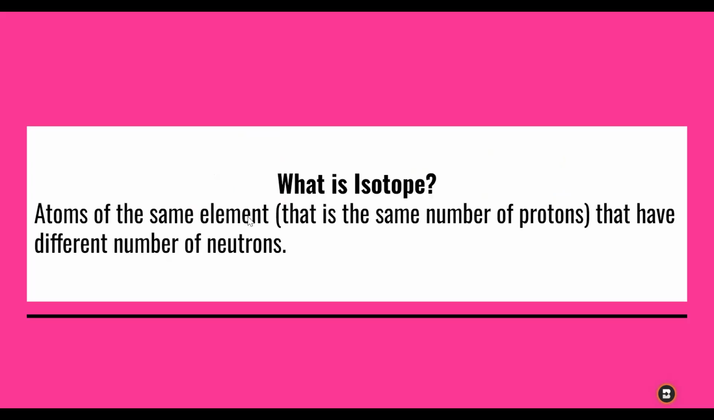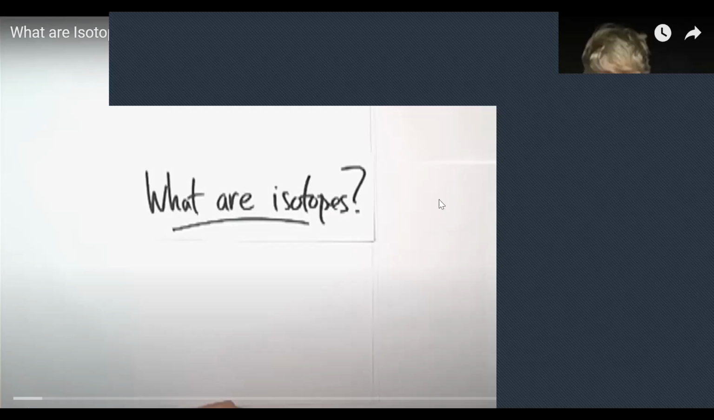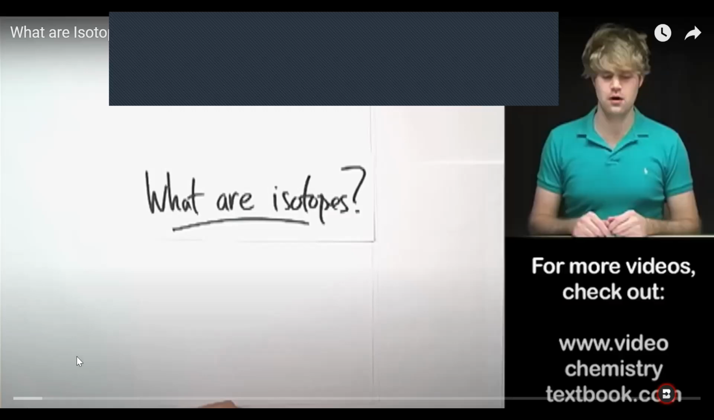So what is an isotope? Isotopes are atoms of the same element, that is, the same number of protons, that have a different number of neutrons. That's what an isotope is. To have a very good understanding of isotopes, I would like you to watch this video. It will really make it clearer.